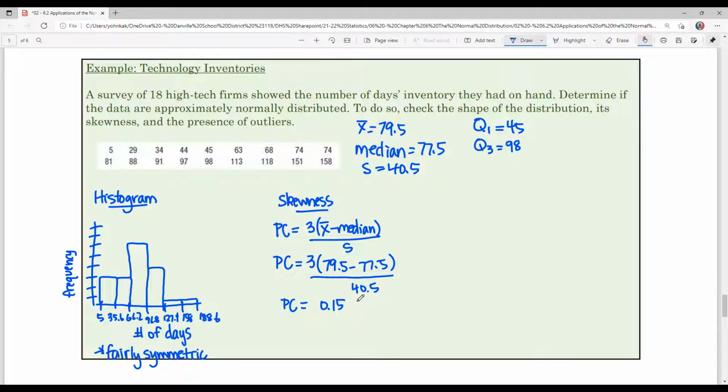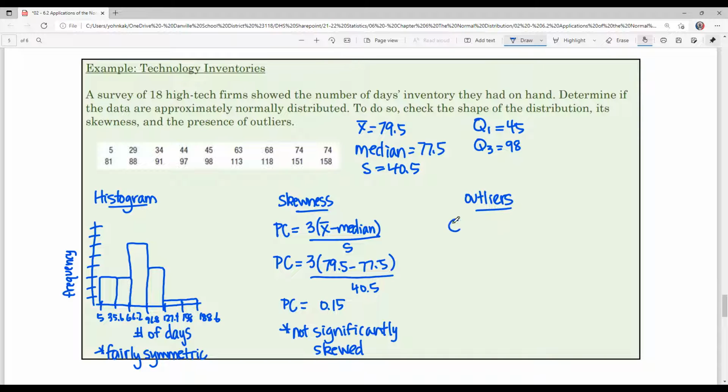So remember, if something is significantly skewed, the value would be greater than 1 or less than -1. This value is pretty much in the center. So the skewness coefficient tells us that it's not significantly skewed, which supports the picture that we got from the histogram. So all things right now are leading to it being normally distributed. The last thing we have to calculate are the outliers.